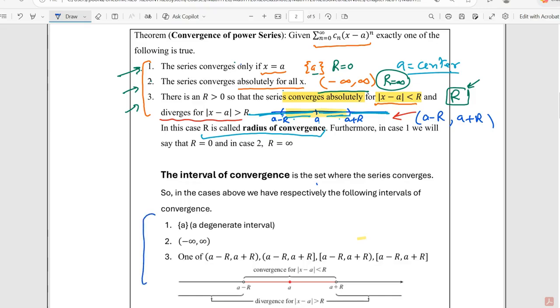The interval of convergence is listed here also. Interval means the set of x values where the series converges. So in the first case, it only converges at one point. In the second case, it converges everywhere, so the interval of convergence is negative infinity to infinity. And in the last case, it converges only from a minus R to a plus R. So only between this part is convergent. This is your interval of convergence. Outside this interval, the series diverges.